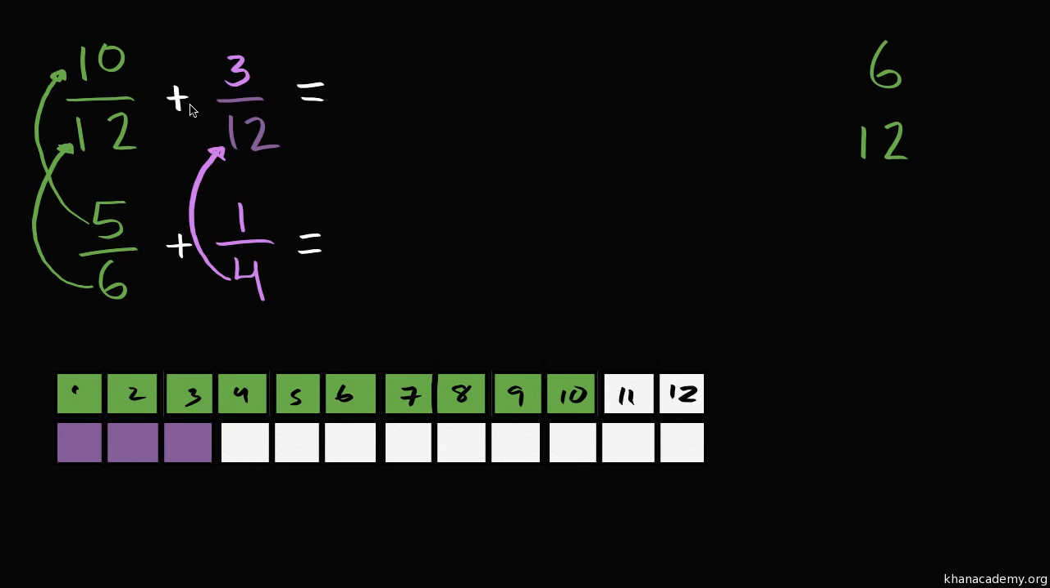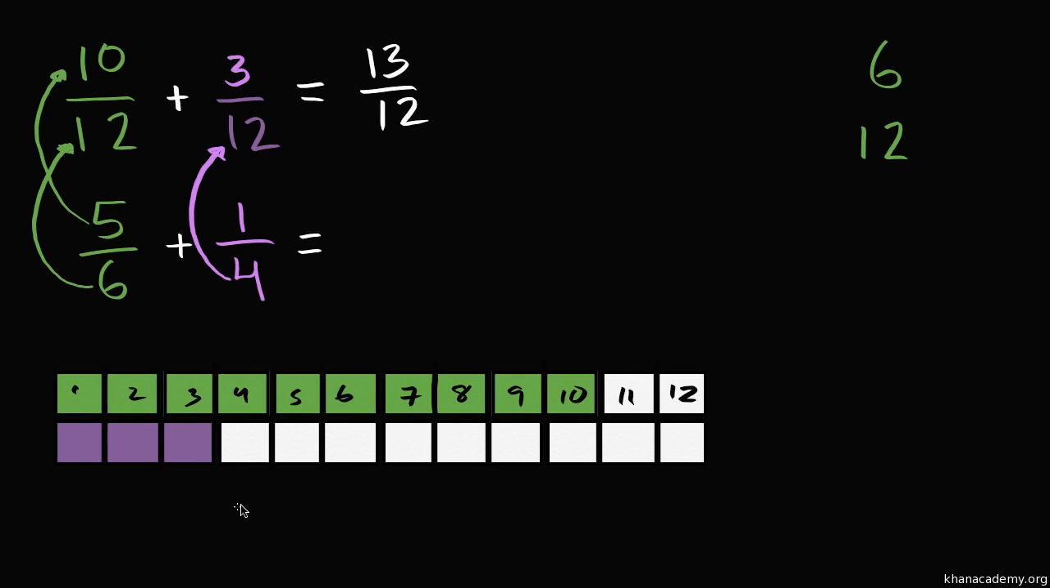And so what is this going to be? Well, if I have 10 twelfths and I'm adding it to 3 twelfths, well, how many twelfths do I have? I'm going to have 13 twelfths. And you could see it visually over here as well. Up here in green, I have 10 twelfths shaded in. Each of these boxes is a twelfth.